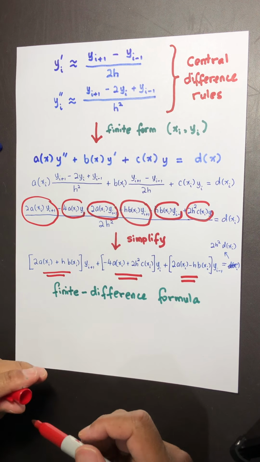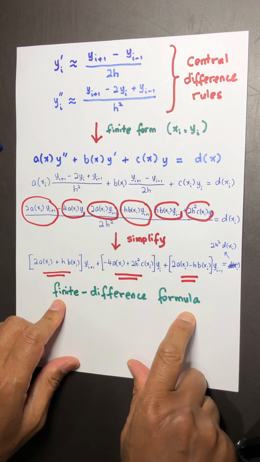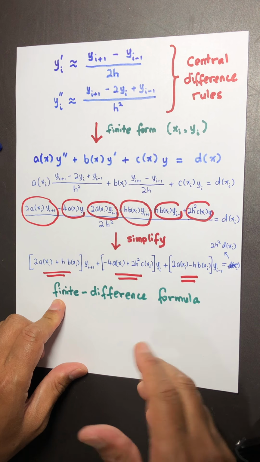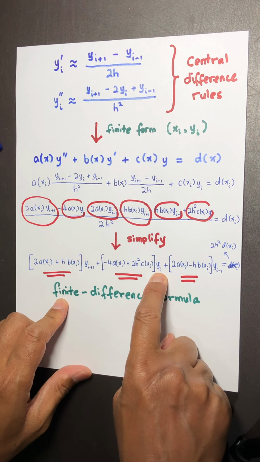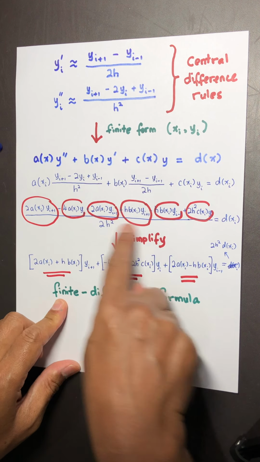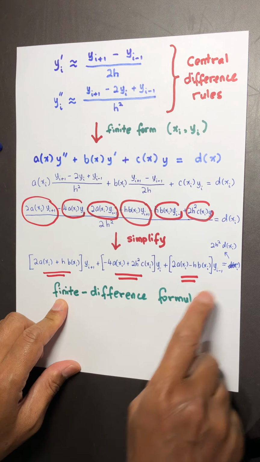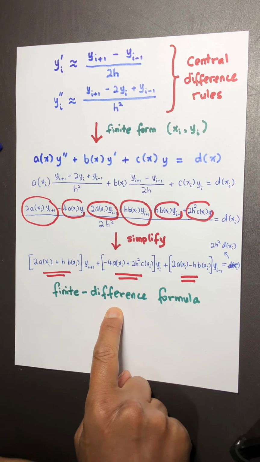So we have the complete finite difference formula. So the finite difference formula must be in the order, we need to arrange the terms in the order of yi plus 1, yi, and yi minus 1. It's not difficult because we have them all here. And the right hand side will be 2h squared d(xi). So this is the finite difference formula.